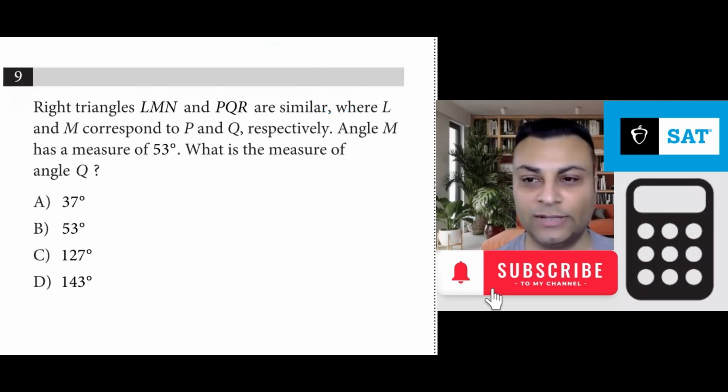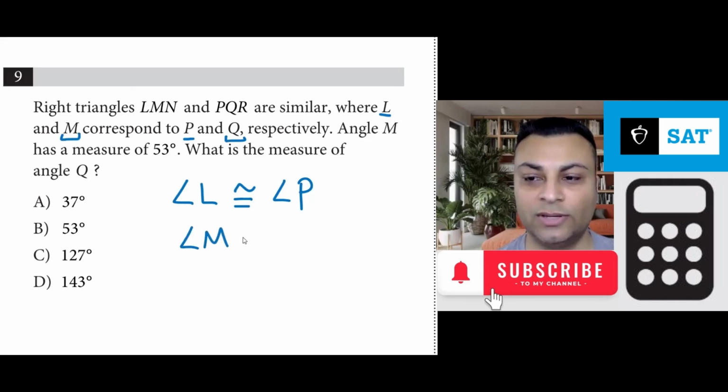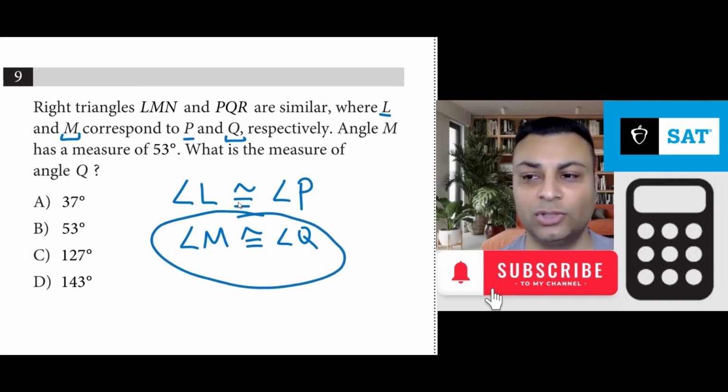Question 9 says right triangles LMN and PQR are similar, where L and M correspond to P and Q respectively. That means angle L is congruent to angle P, because L and P are corresponding. Also, M and Q are congruent to each other. Angle M congruent to angle Q. Angle M has a measure of 53 degrees. What's the measure of angle Q? Well, M and Q are congruent, so Q is also 53 degrees, so the answer is B.